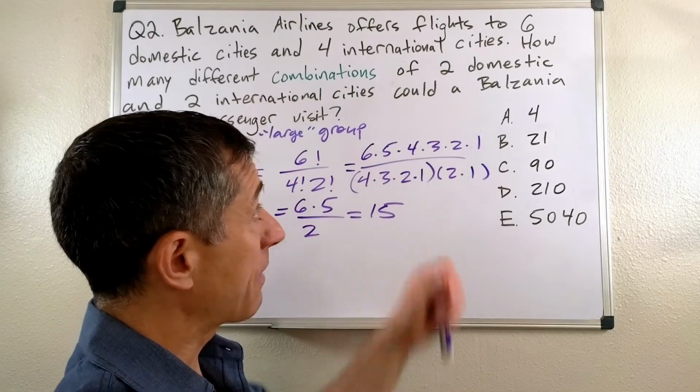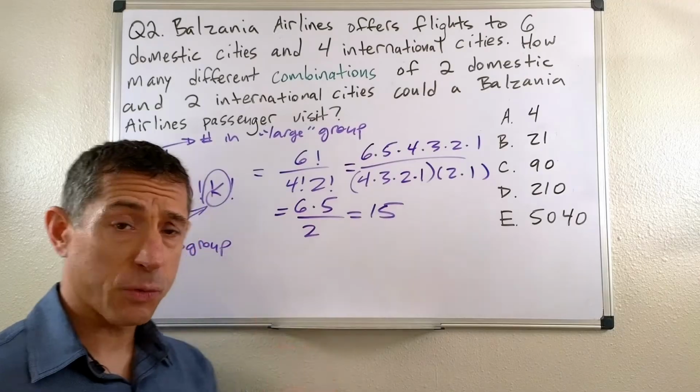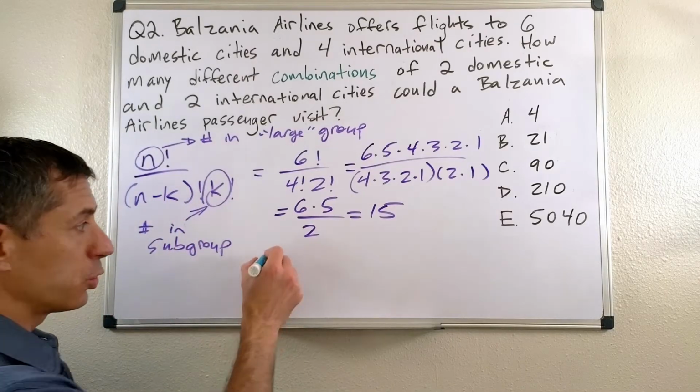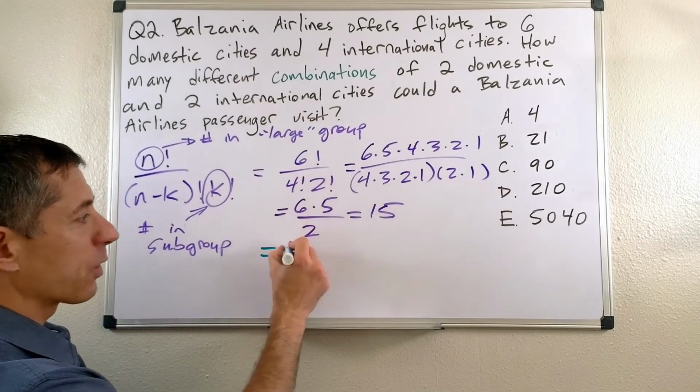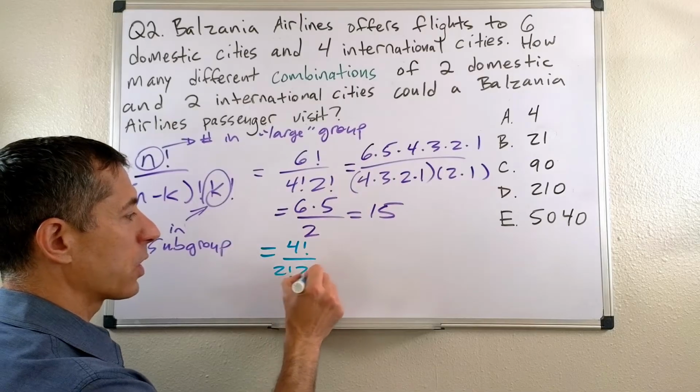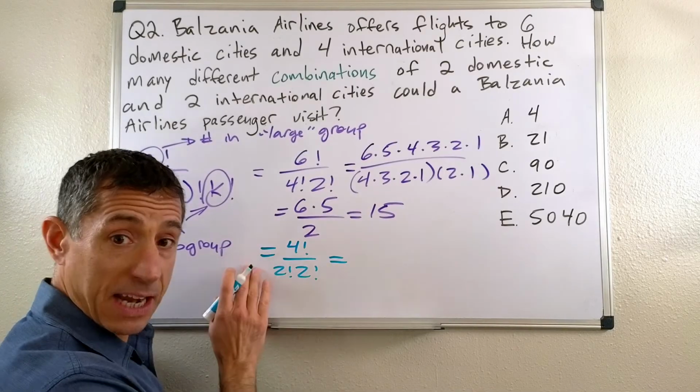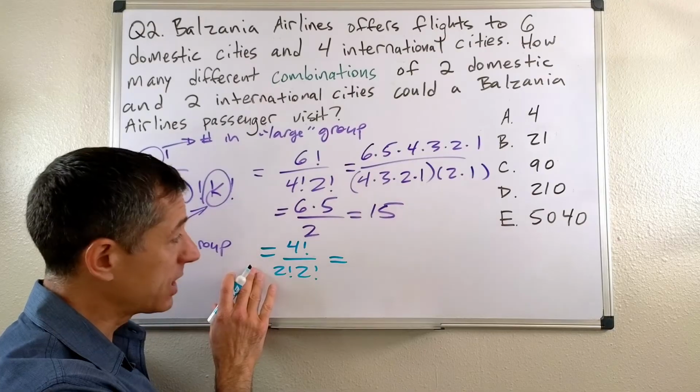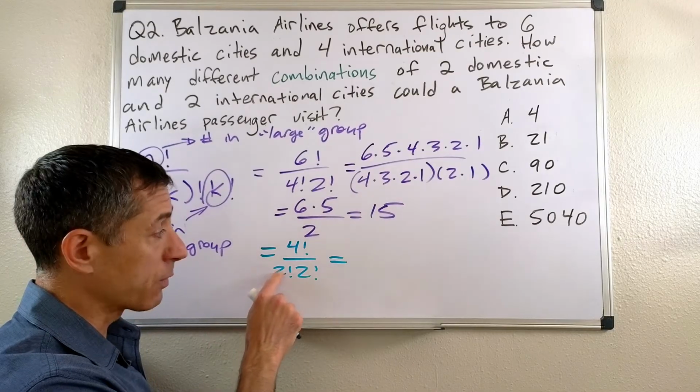All right, what about the other half of the question? International destinations, I've got 4 to choose from. I'm going to choose 2 of them. So same idea, 4 factorial up here, 2 factorial, 2 factorial. And again, if I'm being really enterprising, a little bit more efficient, I don't have to worry about anything from 2 downward up here.